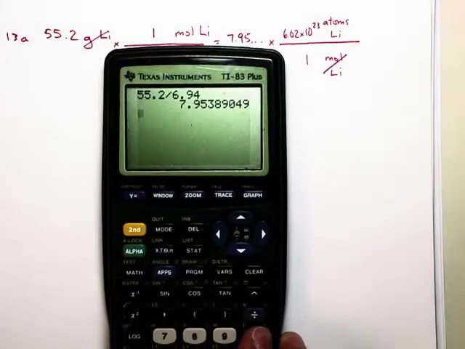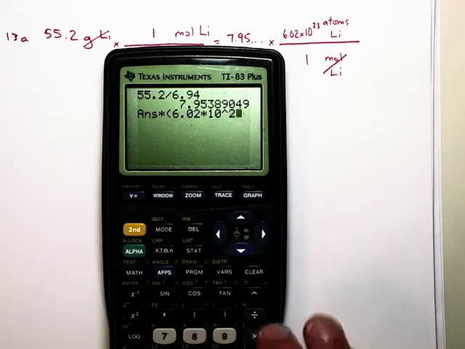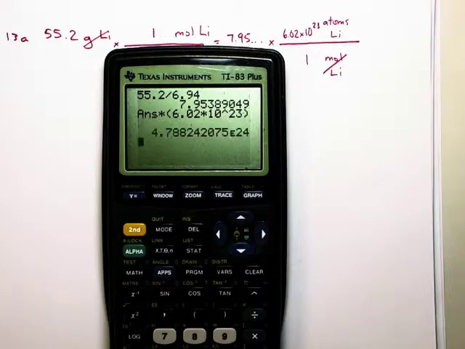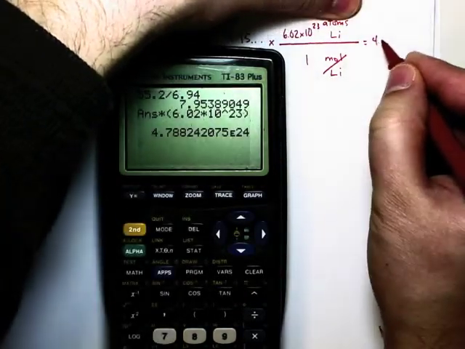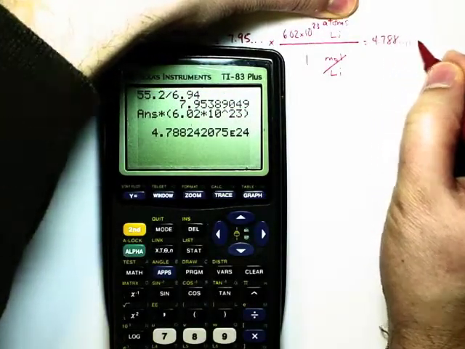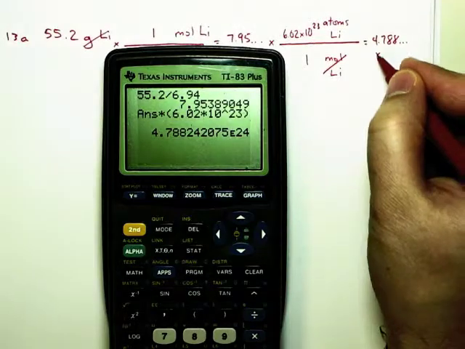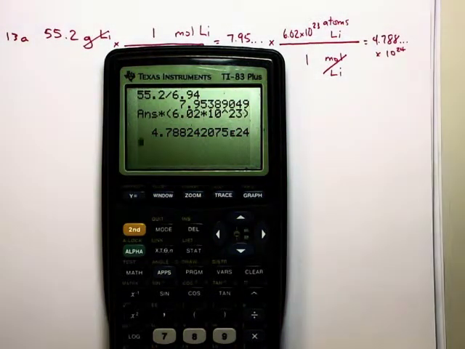Remember to make use of your parentheses as you do this, so your calculator doesn't get confused. And I'm winding up with 4.788 and a whole bunch of other digits with it, times 10 to the 24th. Remember, if it says E24, that means times 10 to the 24th power.